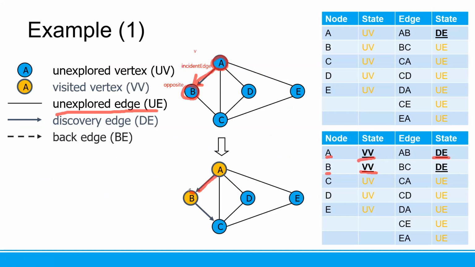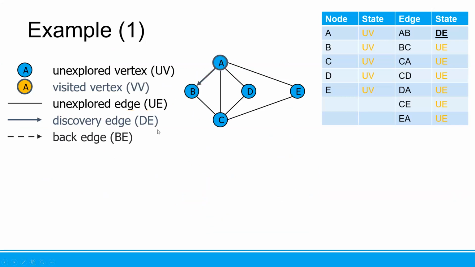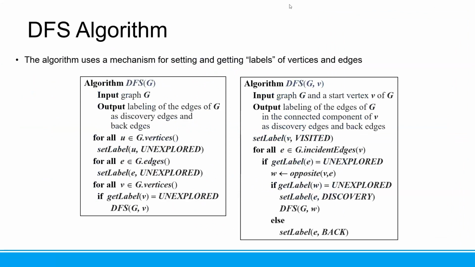Next, I will start from B. When I start from B, again, we will check what is the incident edge of B, and then I would like to check what is the opposite of B. Okay. So if you look at the algorithm, we always have the incident edge, and then if it is unexplored, we check the opposite. And then if it is unexplored, we set discovery.